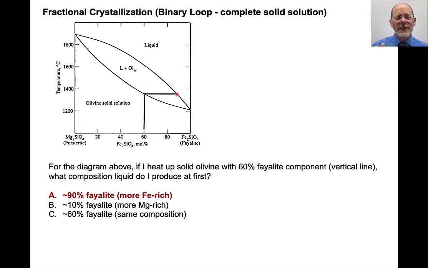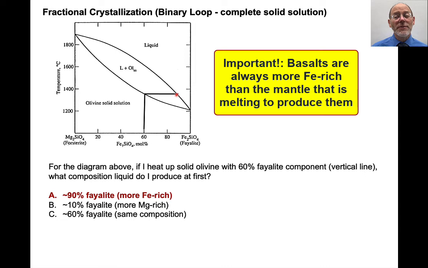Okay, this is a really important concept. If I take a rock that has some iron-magnesium composition and I heat it up, the liquid that I produce is more iron-rich. Okay, this is why basalts have more iron in them than the mantle that melted to produce them.